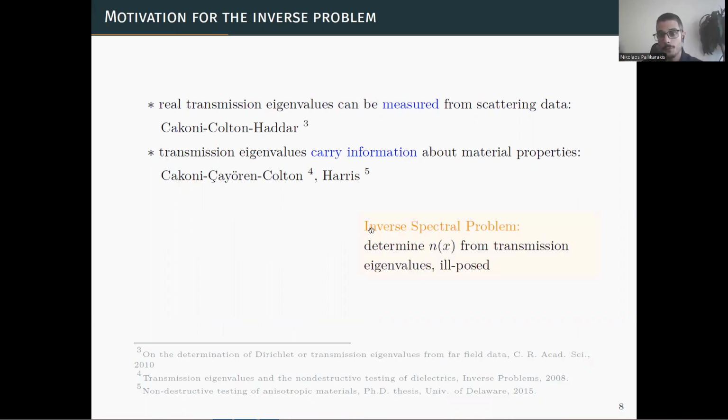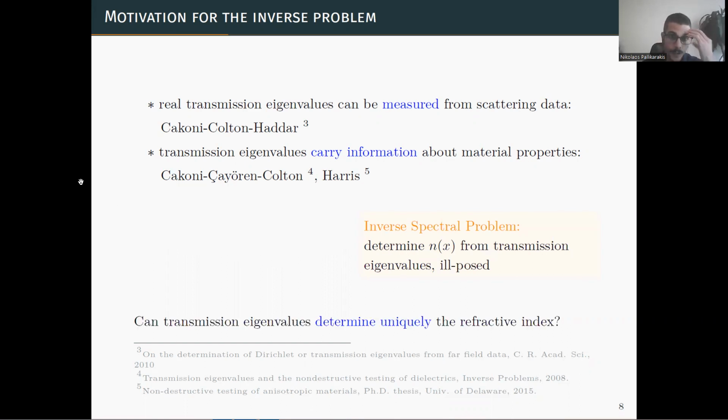So in the inverse spectral problem, since it's possible to define it, we want to determine the refractive index from transmission eigenvalues, and this is an ill-posed problem. And especially we're interested in uniqueness of this problem, and mainly today we're going to discuss uniqueness results. And the question is whether, under the knowledge of transmission eigenvalues, one can uniquely determine the refractive index.